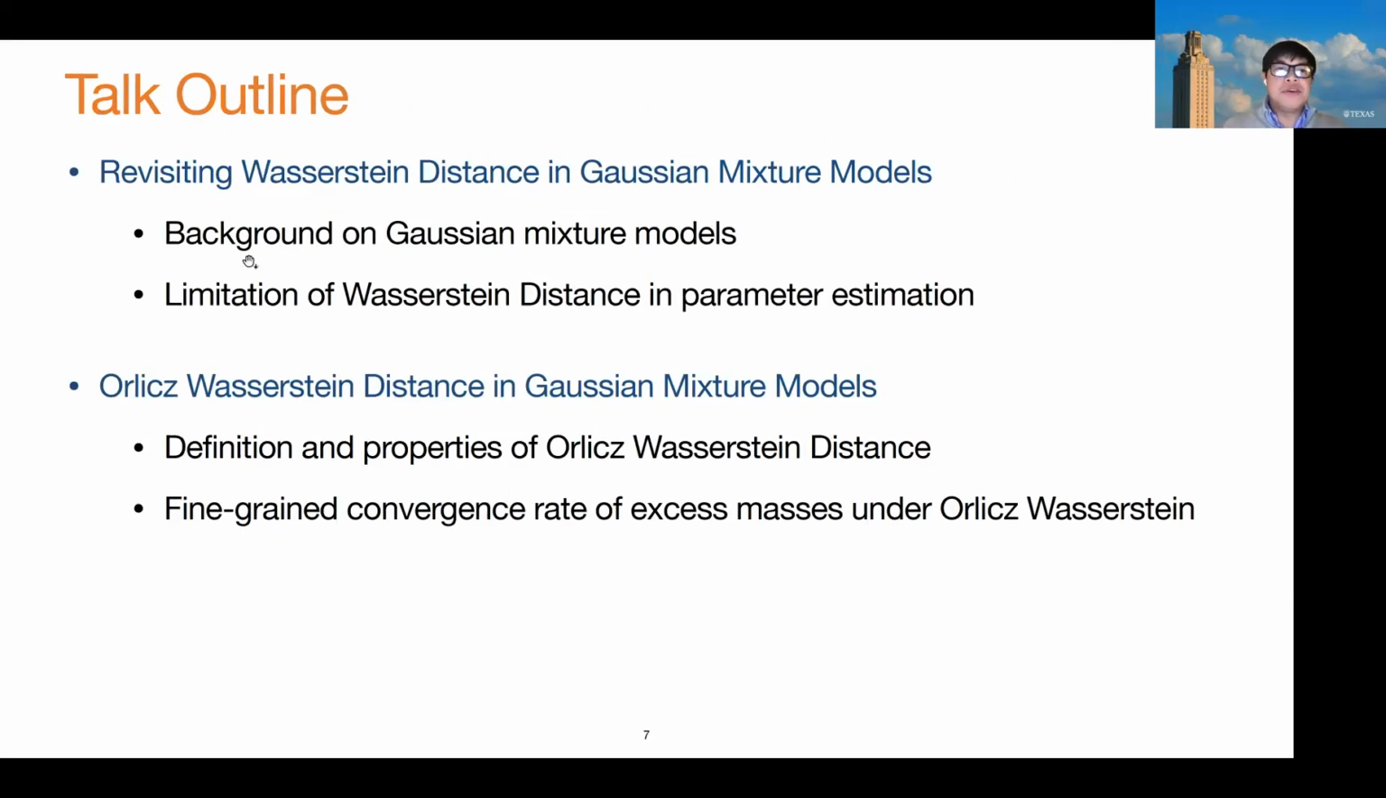So here is the outline of my talk. First, I introduce the Wasserstein metric and how it can be used to understand the behaviors of parameter estimation in Gaussian mixture models. Then I highlight some limitations of that distance. Then, based on the insight from these limitations, we introduce the Orlicz-Wasserstein metric to overcome some of the limitations of the Wasserstein metric when we try to estimate the extra components in Gaussian mixture models. Then I also give high-level insight about how we can achieve polynomial time for estimating the extra components in over-parameterized Gaussian mixture models.